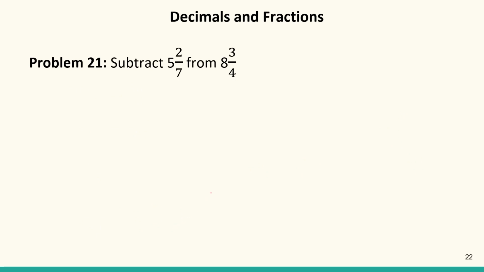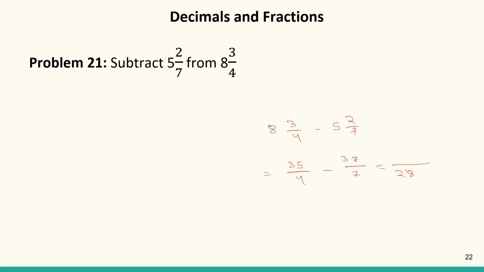Problem number 21 asks us to subtract this mixed number from this mixed number: 8 3 by 4 minus 5 2 by 7. So this is nothing but 8 into 4 is 32 plus 3 is 35 by 4, minus 7 into 5 is 35 plus 2 is 37 by 7. This is equal to 7 into 4 is equal to 28.